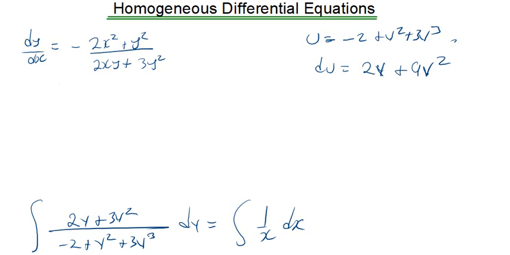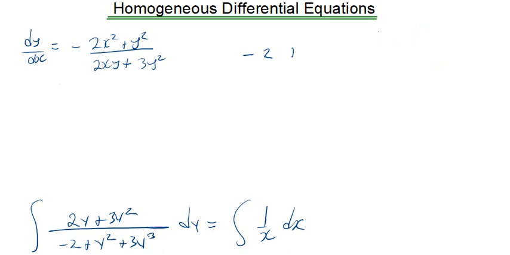Okay, so I guess let me do this. There's a part at which I had minus 2 plus v squared divided by what? Divided by 2v plus 3v squared.